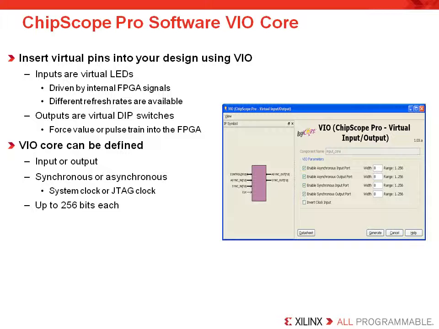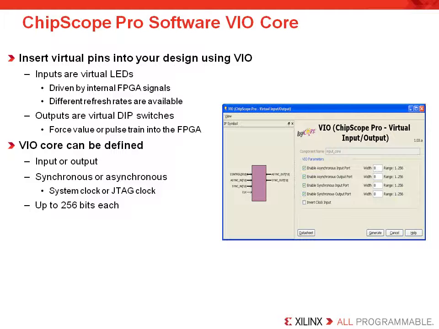The VIO core enables you to insert virtual I/O pins into your design. It often helps to think of the inputs to the VIO core as an output node from your design you wish to test, much like you would use an LED. Likewise, each output of the VIO core is used as an input to a node in your design. For example, a user might force a value or pulse train into the FPGA by using a VIO core configured as an output.